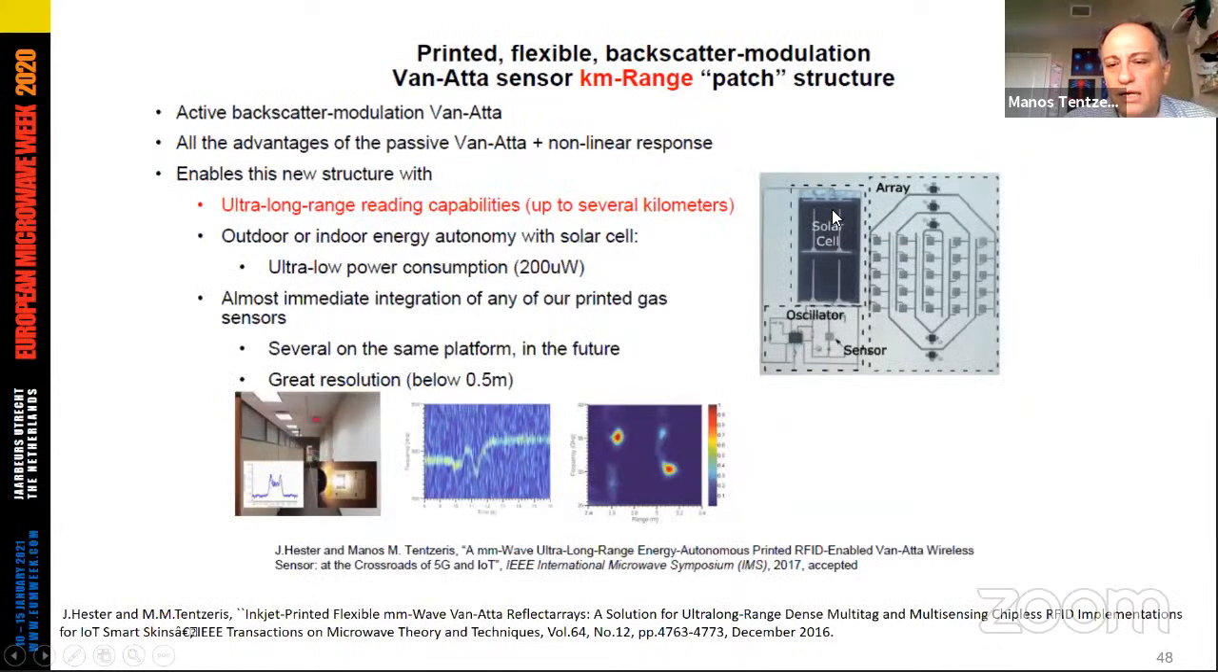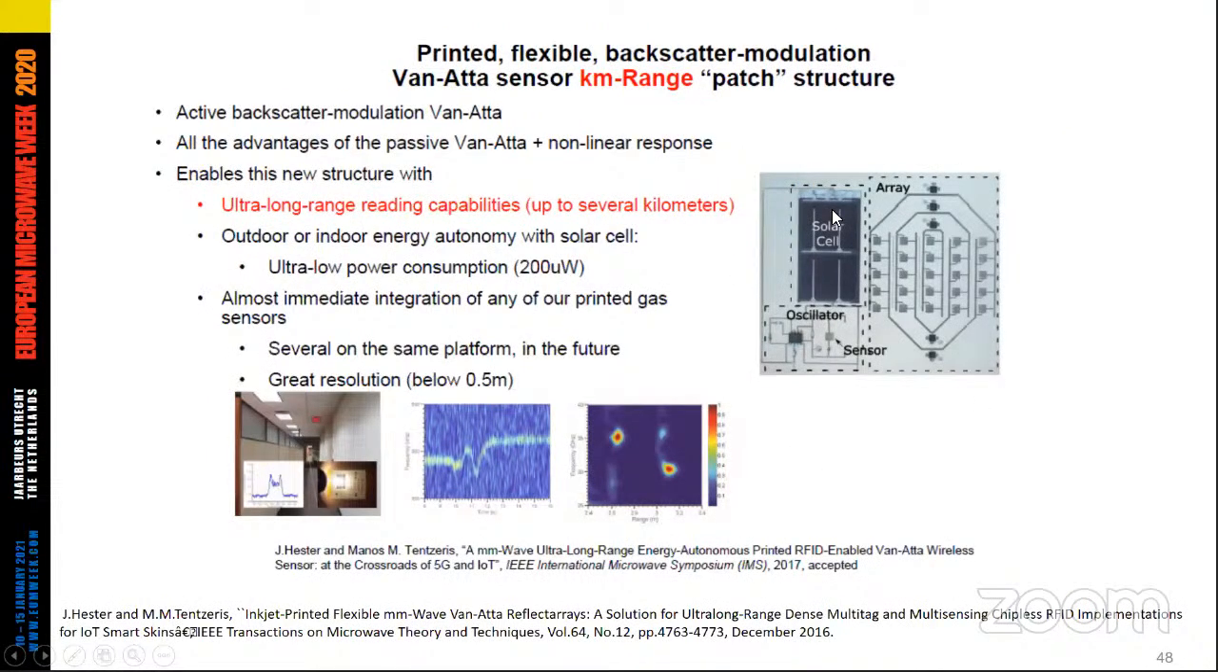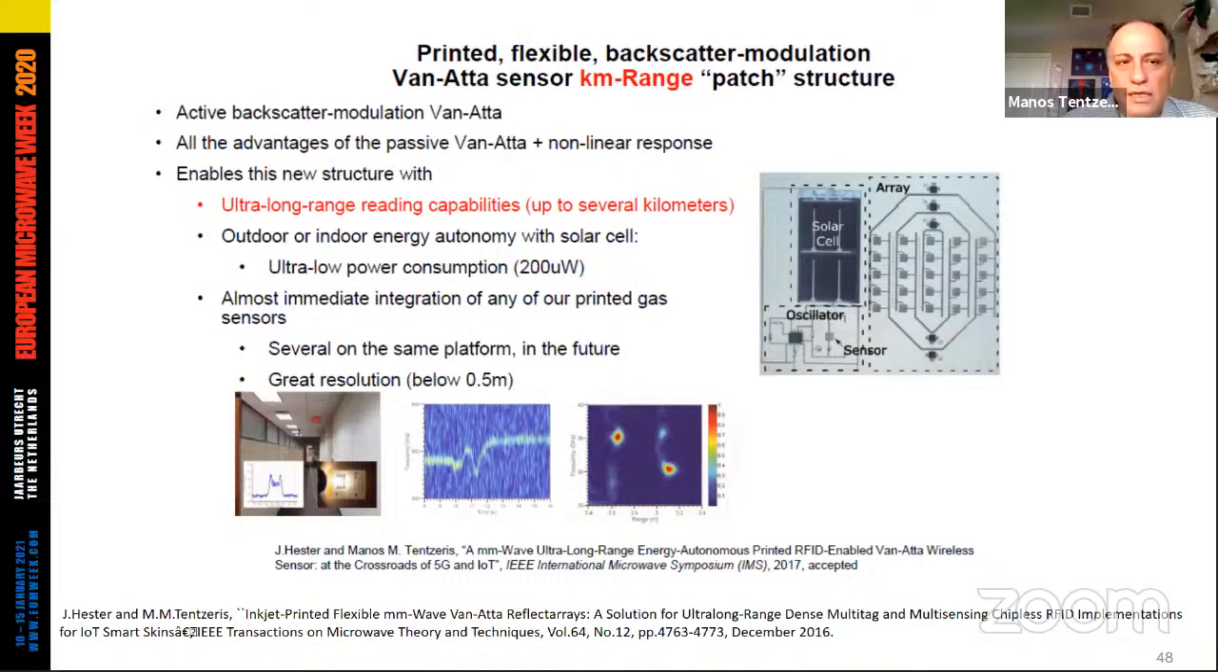Here you see one printed module shown here. That's Vanata. That's where you place the sensor. That's the oscillator, and you take the energy from your solar cell. Here I list 200 microwatts, but the latest version is about 18 to 20 microwatts. This one is the reflector array I discussed before.